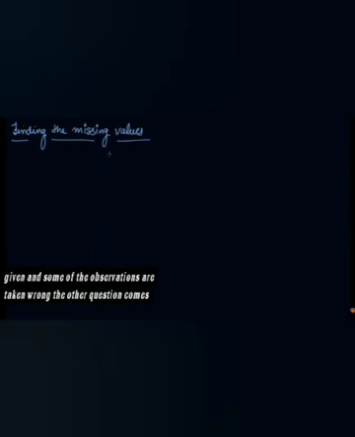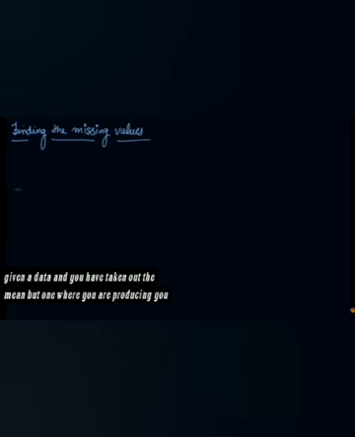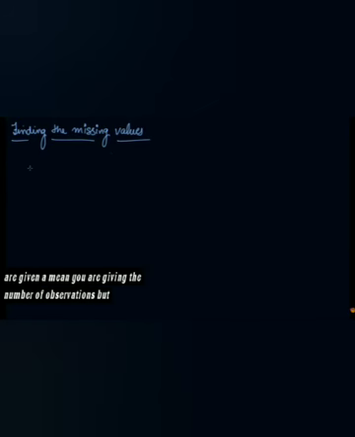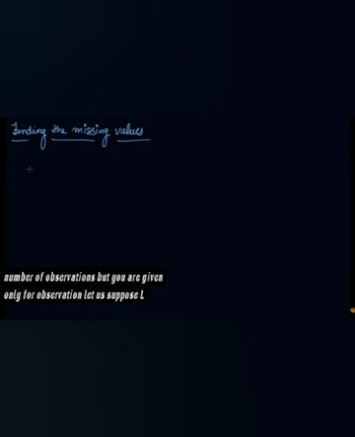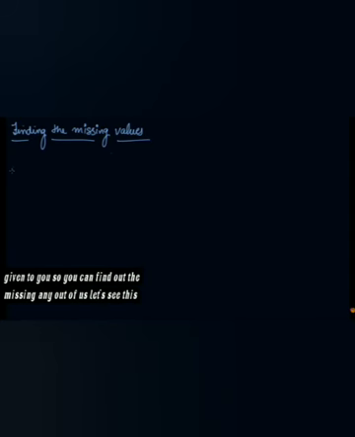The other question comes as finding the missing value. Suppose you are given data and you have the mean, but one value of it is missing. You are given a mean, you are given the number of observations, but you are given only 4 observations. Let's suppose there are 5 items, 4 items are given, 1 item is missing, and the mean of that series is given to you. So you can find out the missing value. Let's see this in a question.